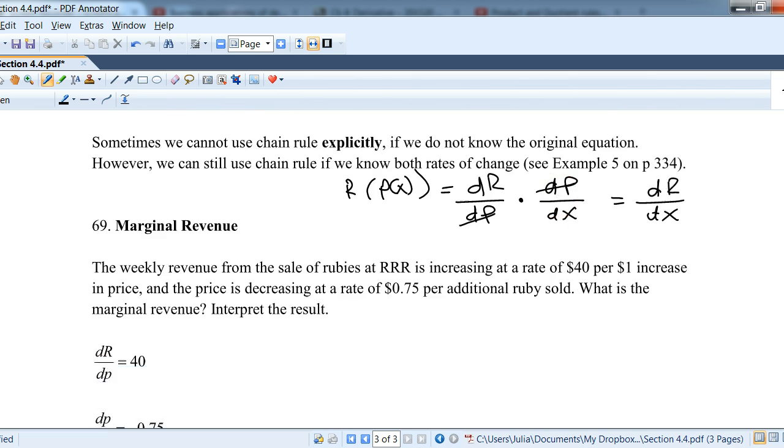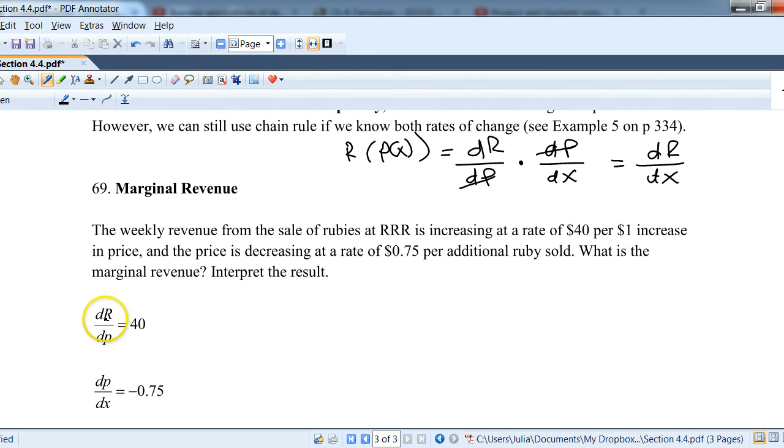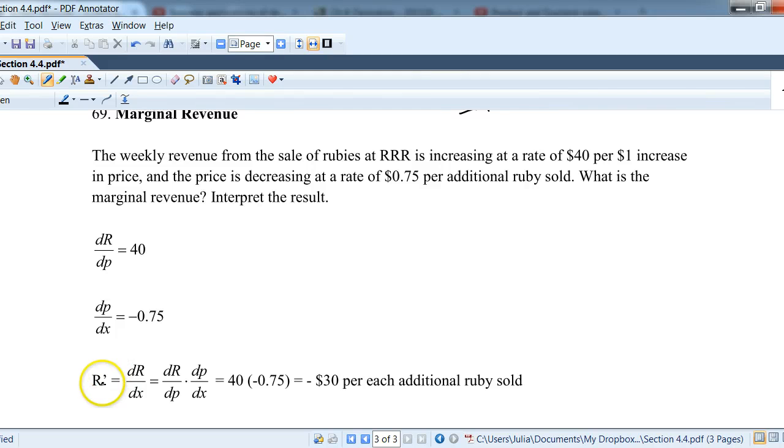But how do we do this if we just know numbers? Well, we have the derivative of revenue with respect to price. We know it's 40 because it's increasing. We have it positive. I didn't include the units, not to make it too confusing. dp over dx, that's decreasing, so it's negative 0.75. And now we can find the derivative, r prime, that's the derivative with respect to x, dr over dx. And notice how I wrote it out right here. So dr over dp, that's 40, times dp over dx, negative 0.75. We can multiply them so we get negative 30. And that's dollars per each additional ruby sold.